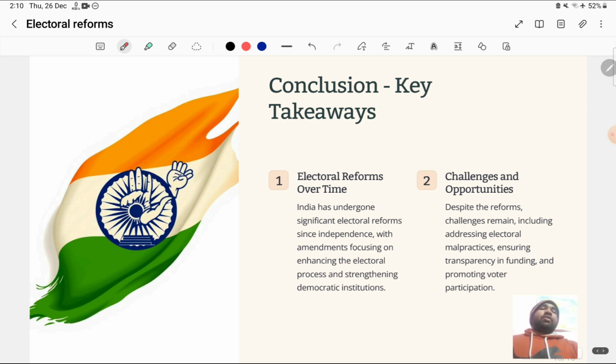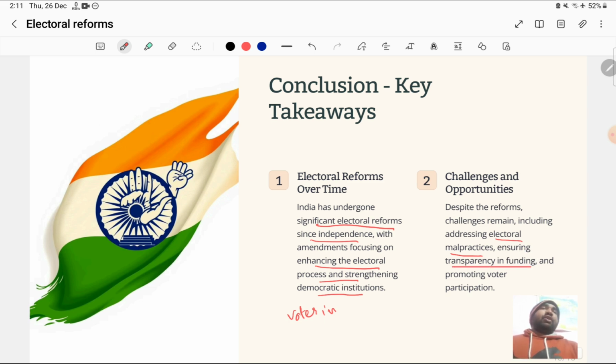Conclusion. India has undergone significant electoral reforms since independence, with amendments focusing on the electoral process and strengthening democratic institutions. Even voter inclusivity is one of the major factors that introduced many reforms. And still we are facing many challenges like malpractices during elections. Still there is a lack of transparency in funding.